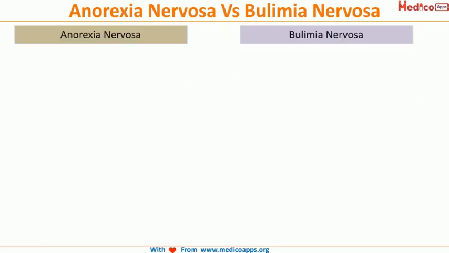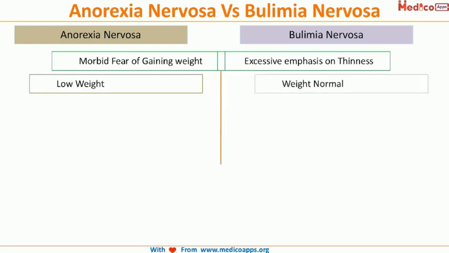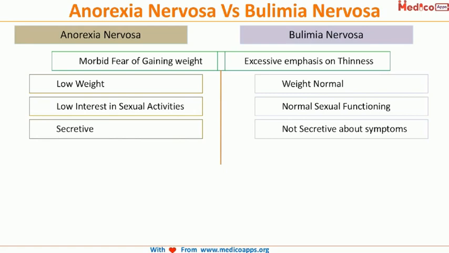Let's see the same differences. The commonality is that both of them have a morbid fear of gaining weight with an excessive emphasis on thinness. However, in anorexia nervosa, generally the patient will present with lower weight and diminished nutritional status, whereas in bulimia nervosa, weight will be normal. Also, a patient with anorexia nervosa, because of the excessive starvation, will show low interest in sexual activities, even low sexual development, whereas in bulimia nervosa, normal sexual functioning will be there. Anorexia nervosa patients are secretive, whereas bulimia nervosa patients are not secretive about their symptoms.